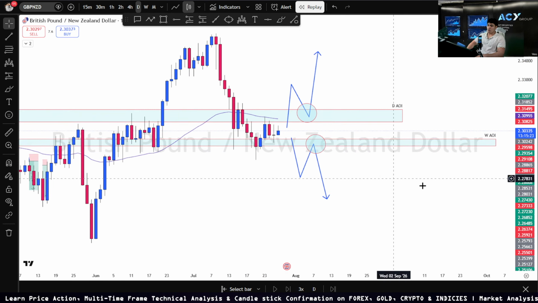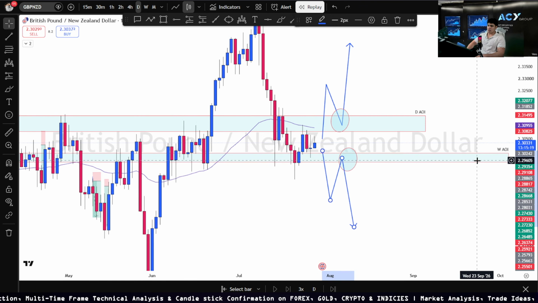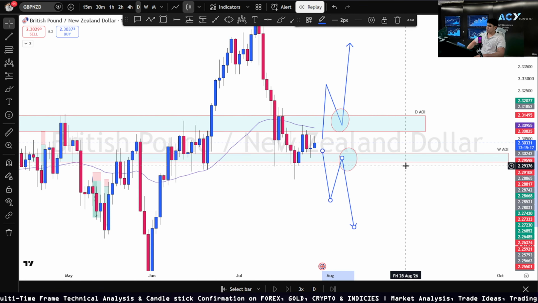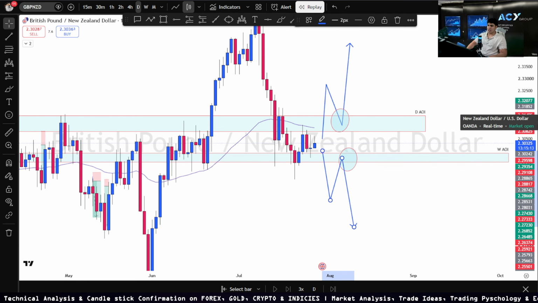The low probability setup is to look for sells. Wait for the market to break below on this weekly support so that we will be looking for sells on GBP NZD.